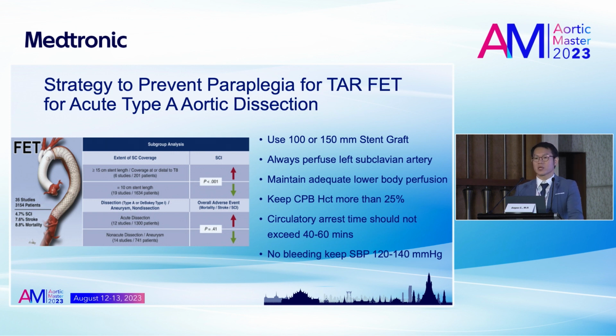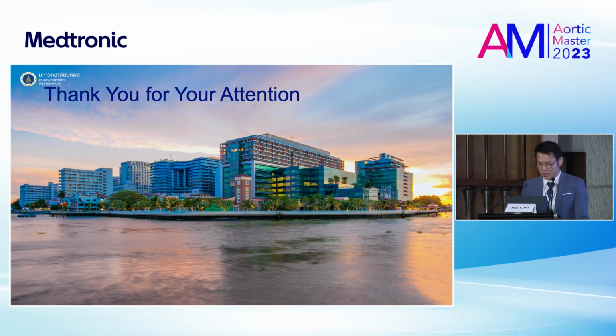And always keep the hematocrit of the patient during CPB more than 25%. And if you need to do the circulatory arrest, I suggest not exceeding 1 hour. If the circulatory arrest time is more, sometimes it can cause spinal cord ischemia. And if you finish every anastomosis without bleeding, you can keep the blood pressure a little bit high, 120 or 140, to give adequate spinal cord perfusion. This is my strategy to prevent paraplegia after the total fluorescent elephant trunk technique. That's all. Thank you for your attention.